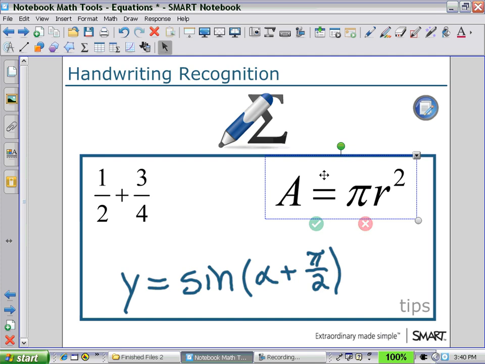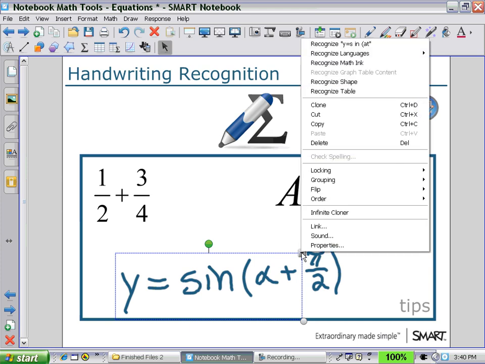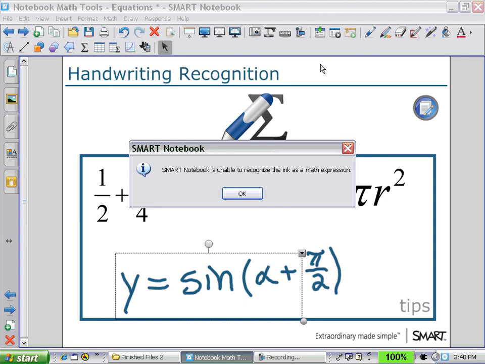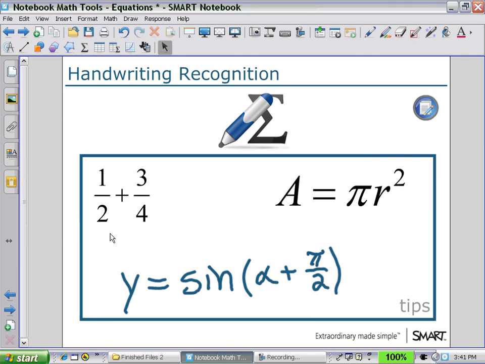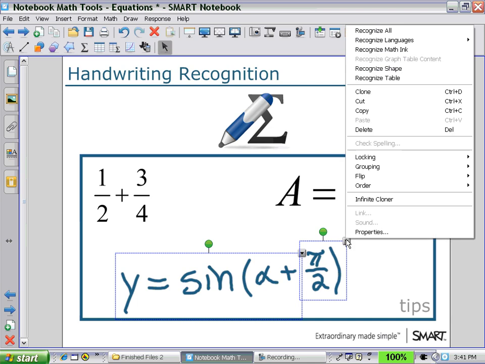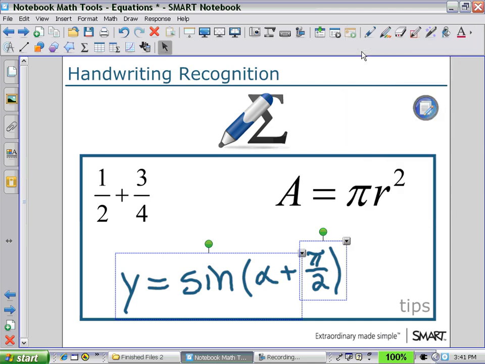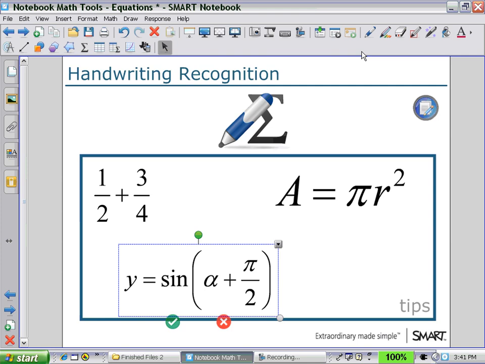And lastly, if I select my trig equation, you can see that it's only grouped some of the terms and not all of them, leaving out the pi over 2. So if I now select the arrow pull-down menu and ask it to recognize math ink, it will give me a response: Smart Notebook is unable to recognize the ink as a math expression. However, the tool is very powerful in that if I now group both of these and select Recognize Math Ink, it does recognize this as one equation.